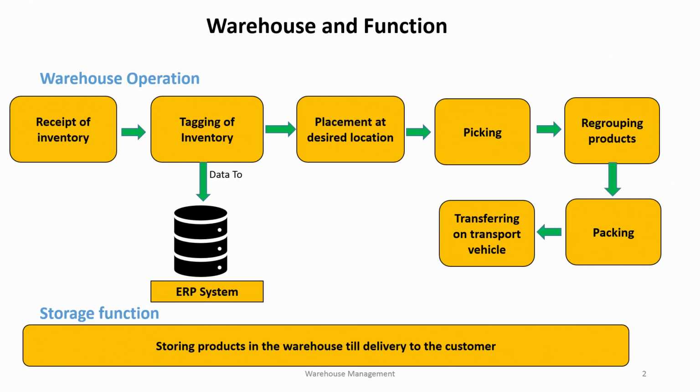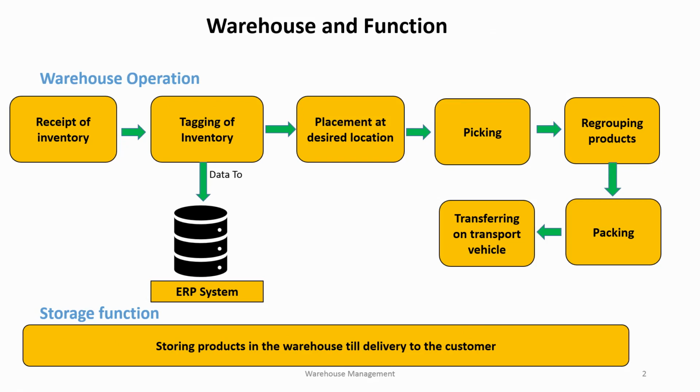They said receipt of inventory, tagging of inventory. Once you tag the inventory, it goes into the ERP system. Okay. The ERP system is a completely automated system, enterprise resource planning system, and placement at a desired location. Picking, see this picking, very important, regrouping products, packing and transferring on transport vehicle. All what I showed you as top level bullets in the 2 documents are actually captured very nicely here. The students have put this slide together. So, this is a very important thing.